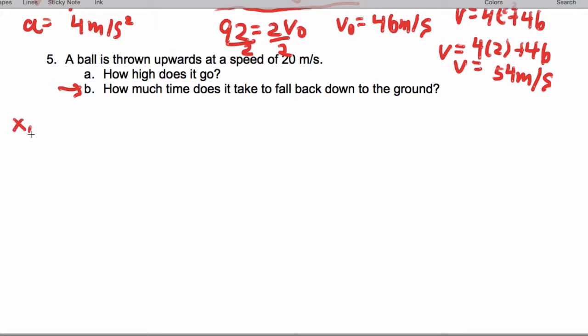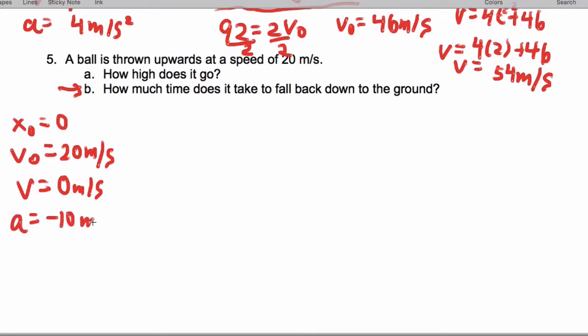So let's first, we know that x naught is 0. We know that v naught, the starting speed, is 20. Now when you reach the top of wherever you're going to and you throw something in the air, your speed is 0 meters per second because you stop for a split second before you turn around and hit the ground. The acceleration is -10 because that's a downward acceleration. We don't know the time it takes to go up into the air. And we don't know how high up it goes.